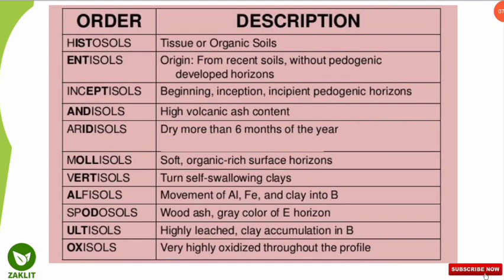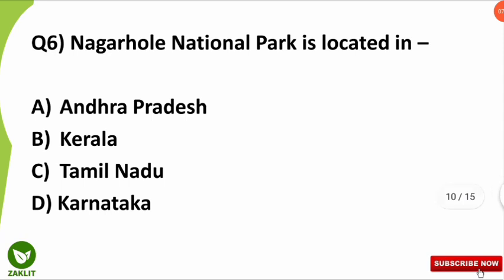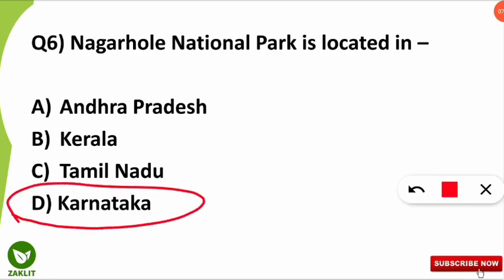I hope you are able to note down this. Let's move to the next question. The next question was very easy, I hope. Nagarhole National Park is located in which of the following states? And the correct option will be, it is located in Karnataka.